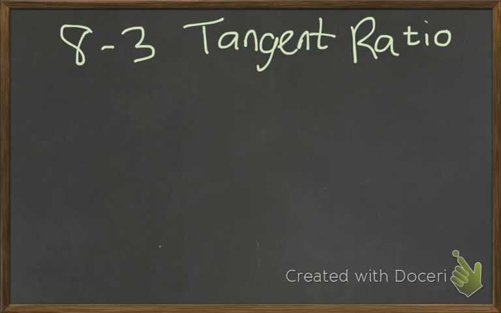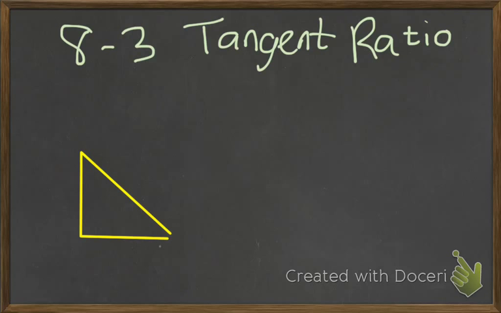Okay, so today we're talking about lesson 8-3, which is called the tangent ratio. The tangent ratio is a ratio that you find in right triangles that has to do with similar right triangles. So let's look at a couple of these. Let's make a small right triangle here.